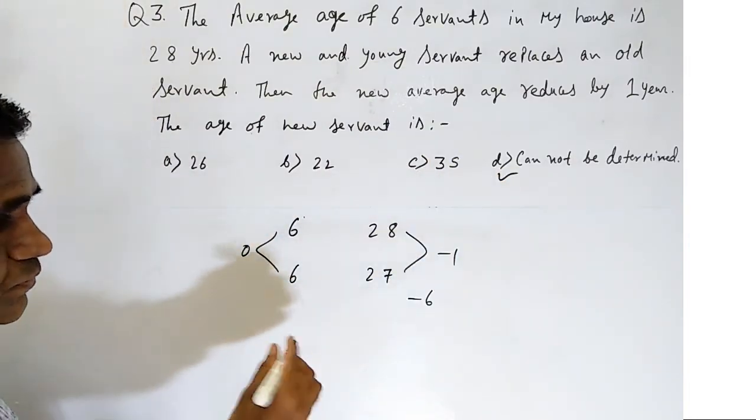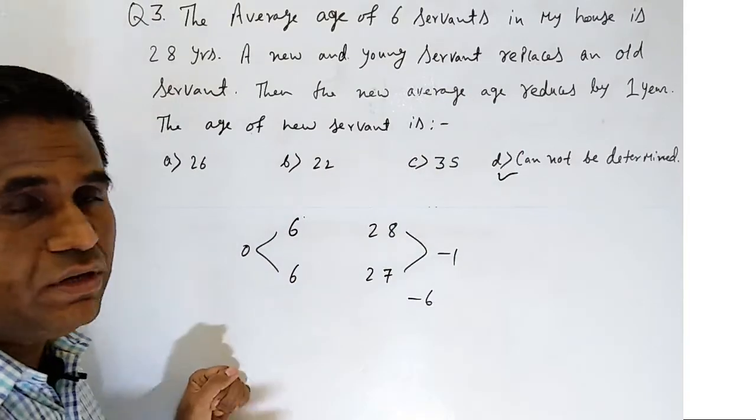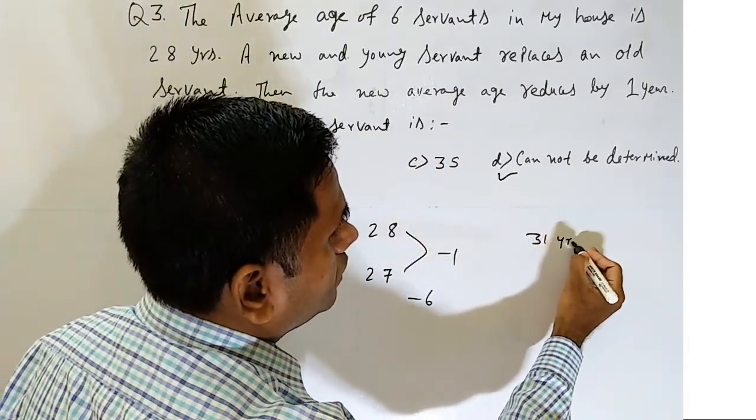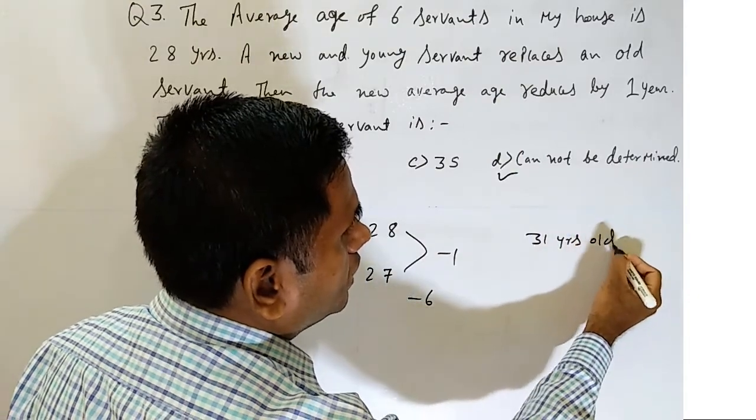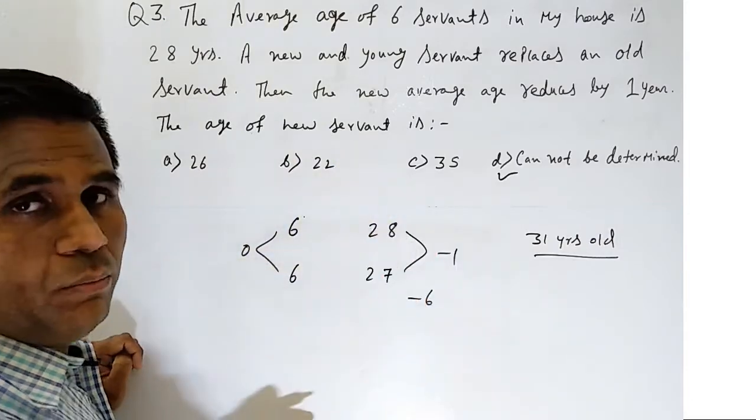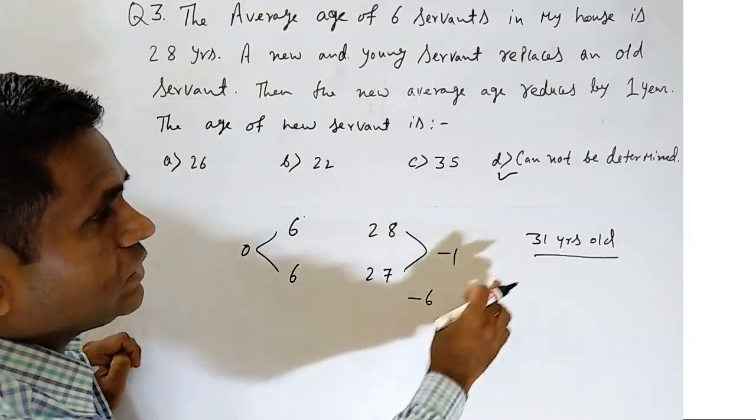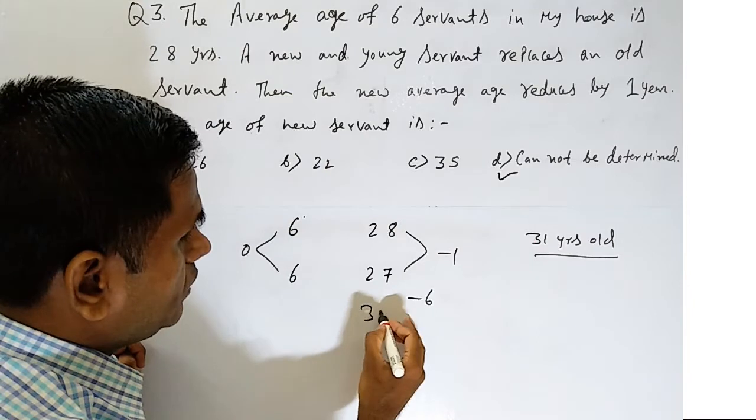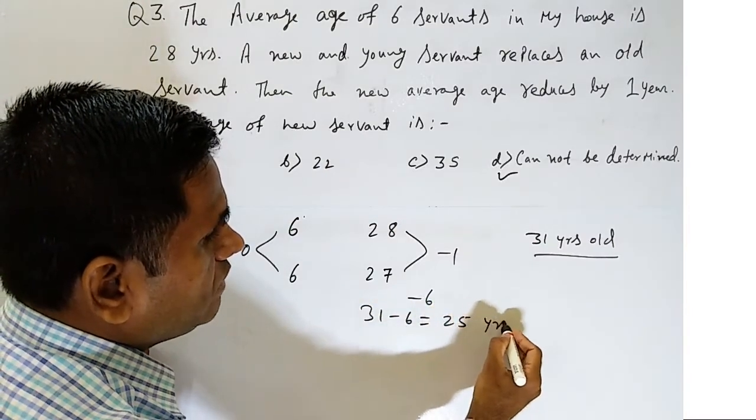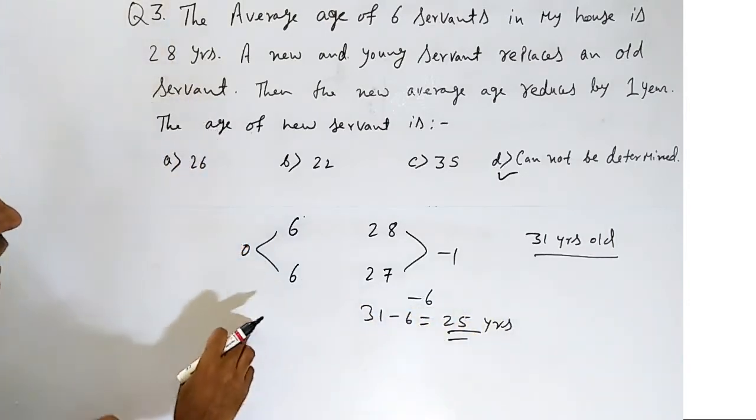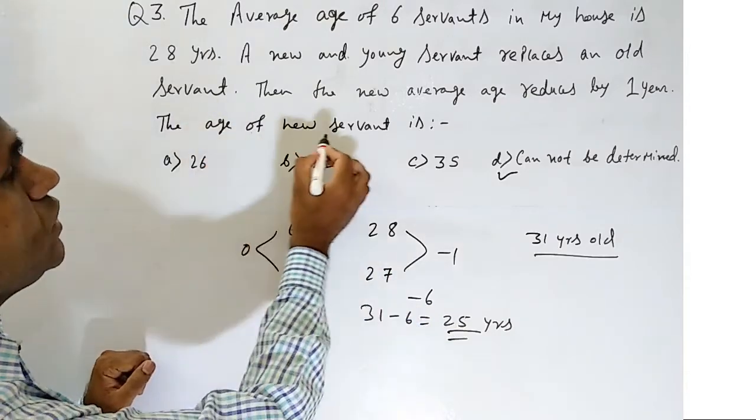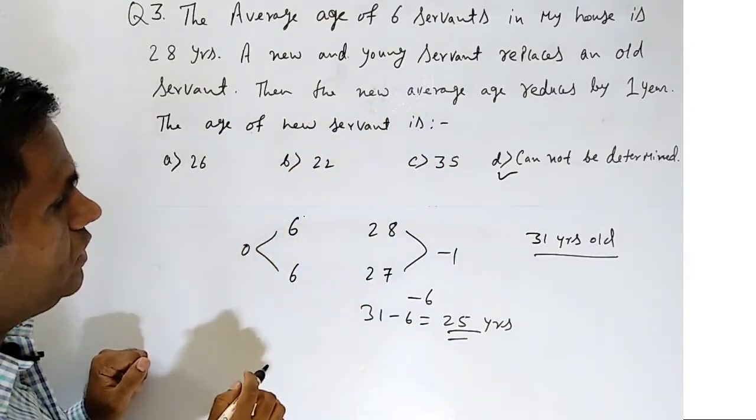So what if the age of the old servant is given? So let us assume the age of the old servant is 31 years old, who has left. So in this case, if you multiply 6 by -1, it is -6. So just this 31, what we can do, 31 minus 6 we will do, which will give 25. So 25 years is the age, very easily we can find this, still using the same technique. So 25 years is the age of the new servant who has joined the house.